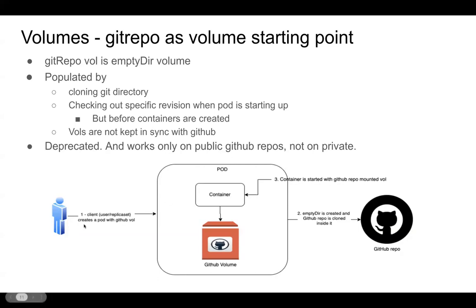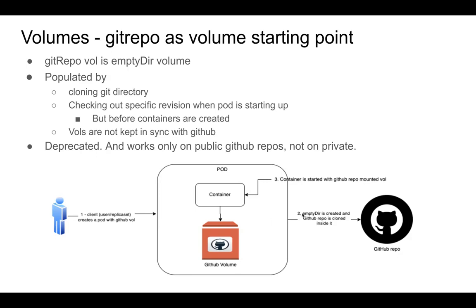This is an example. A client, user or replica set creates a pod with a GitHub volume. And in the pod, you have a container. The container is starting with the GitHub repo mounted volume. And this is the GitHub volume. Sorry, the second one, my mistake.